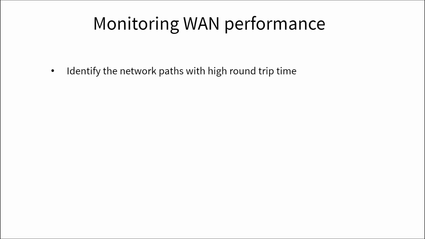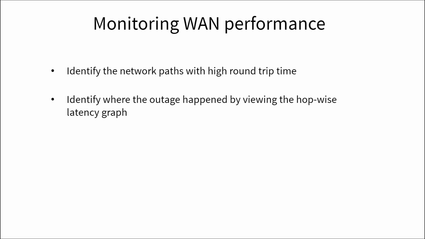We'll start with WAN performance. So what is WAN performance? First, you need to identify the network paths with high round trip time, because if that is high, then having the WAN connection would be useless. If the connection is shoddy, you will not be able to work at peak performance. You also need to identify outages by viewing the hop-wise latency graphs, because not just round trip, you also need to look into the latency. If there is a delay in the packets coming in, that is going to affect the performance.